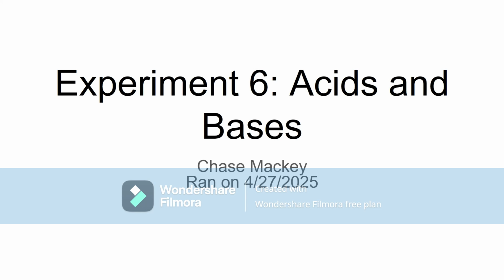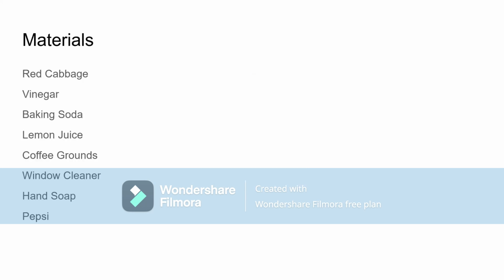Here's my experiment 6 data. So the materials we used were red cabbage, vinegar, baking soda. We had lemon juice, coffee grounds, window cleaner, hand soap, and Pepsi as the household materials that I have around my dorm room.